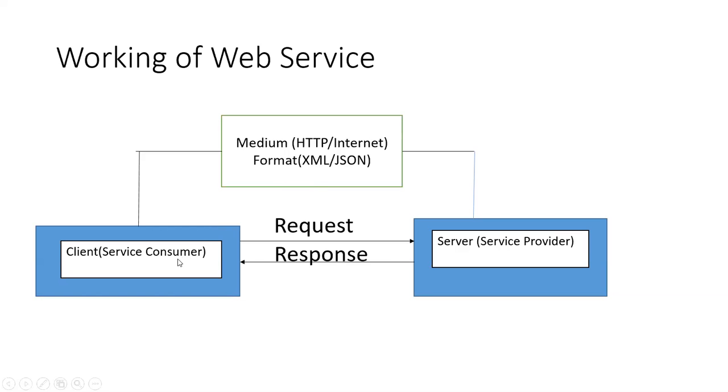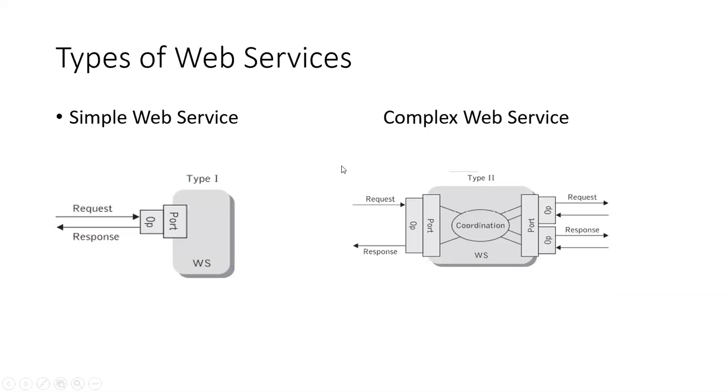When we try to call anyone, first we establish the connection, and when the connection is established, we need some format or some language to communicate with each other. This is nothing but the format. So in web services, the format that we use is XML or JSON.